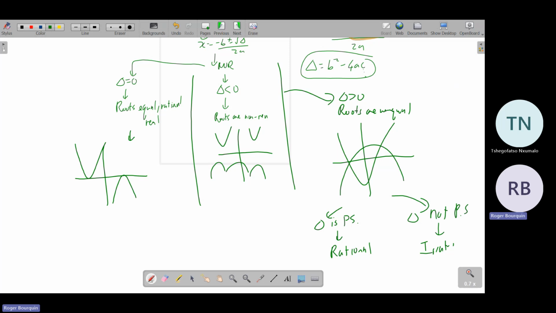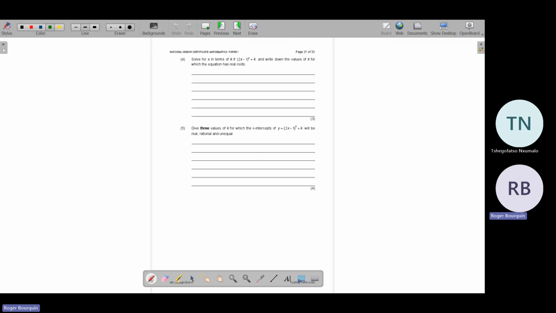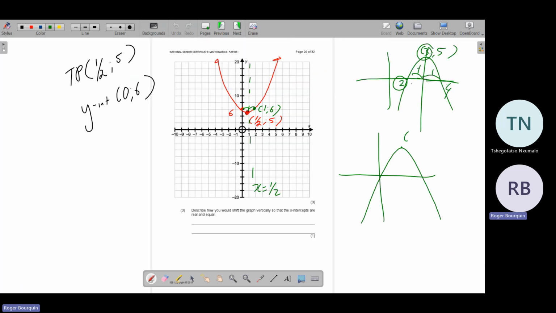Right. So let's go back to this question. Describe how you would shift the graph vertically so that the x-intercepts are real and equal. What does that mean? We get only one x-intercept, right? So how are we going to shift it? Down. By how much? By 5, right? Okay. Happy with that, guys?